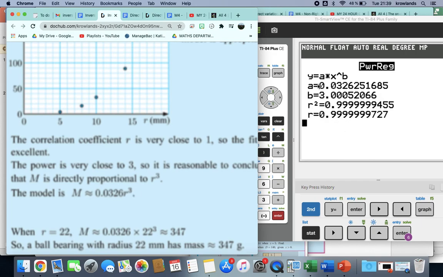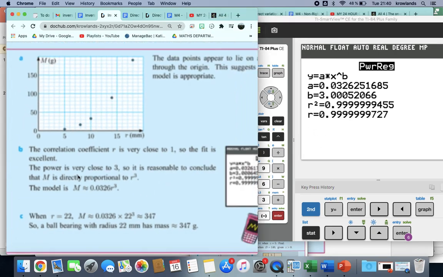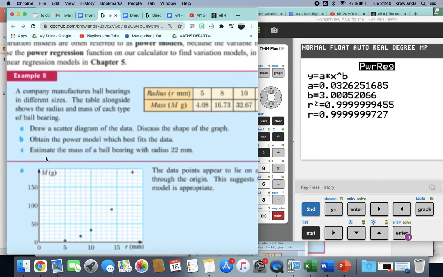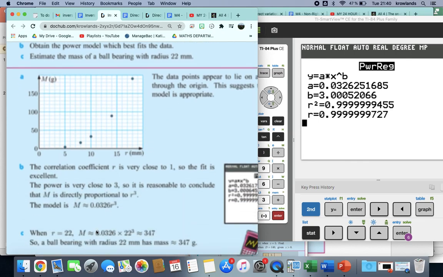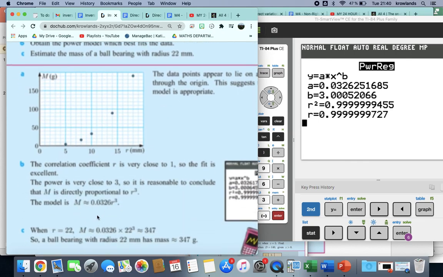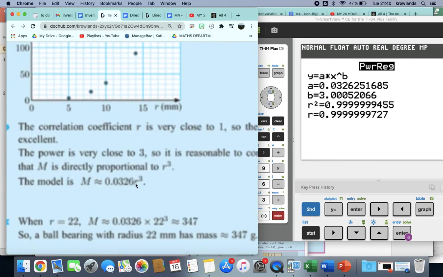0.0326 because that's our value of a, times x. Our x is r to the power of 3. And that's it. All you have to do is go on the calculator and substitute it in. Easy peasy. Estimate the mass of a ball bearing with radius 22. So using this model, even if you got it wrong, you'd still get method marks for this. You just have to substitute in r for 22.